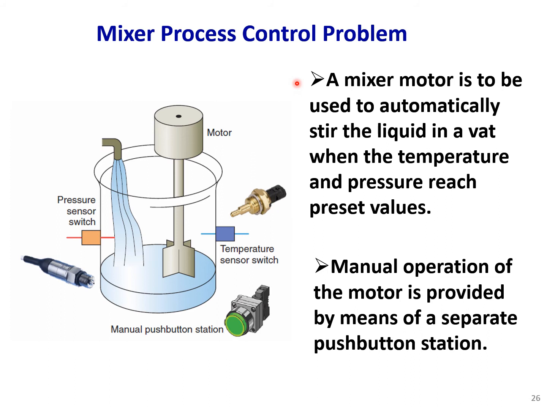Okay, so a mixer motor is to be used to automatically stir the liquid in a bath when the temperature and pressure reach preset values. Okay, so you should have both of them reach the preset value. Manual operation of the motor is provided by means of a separate push button station.